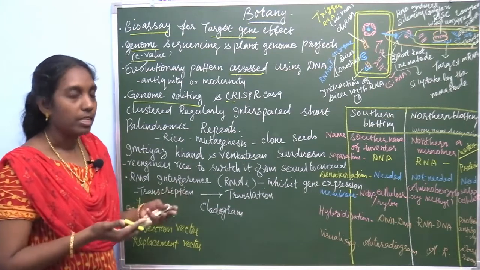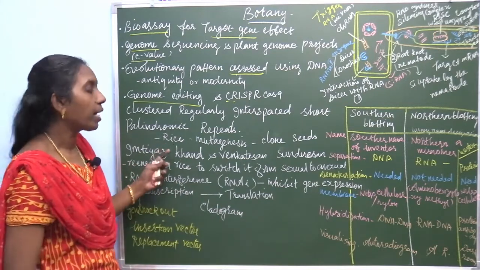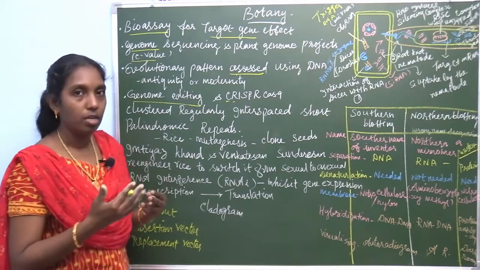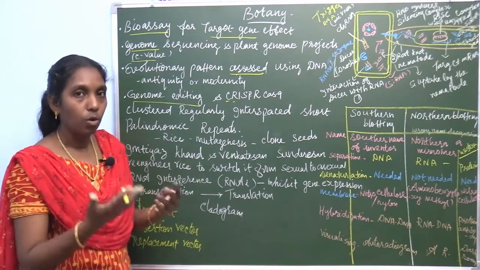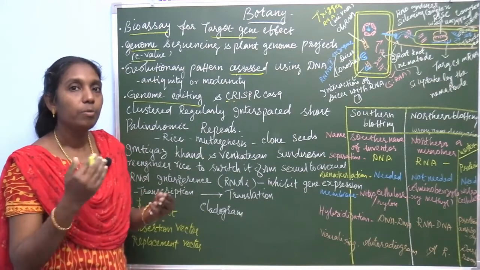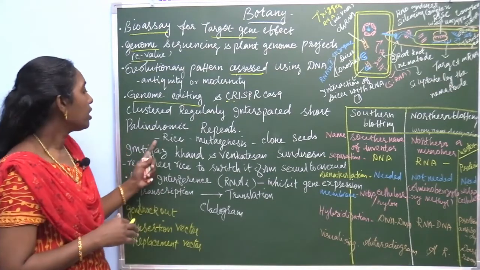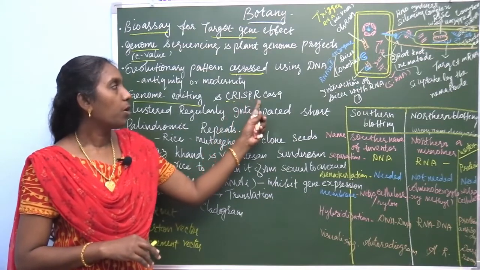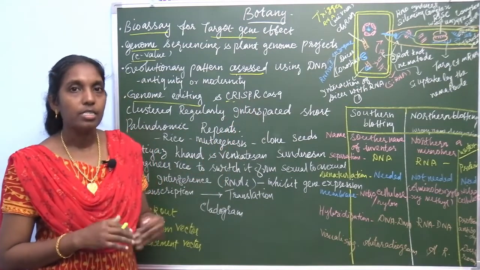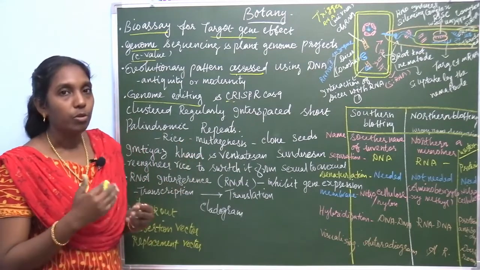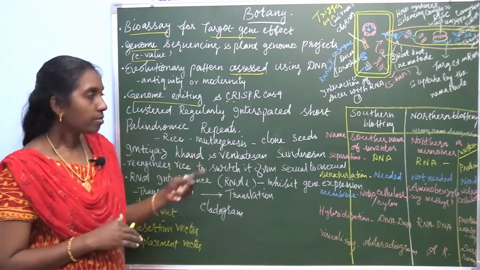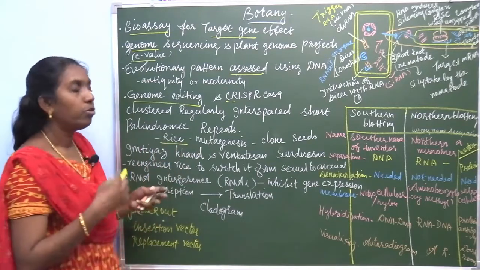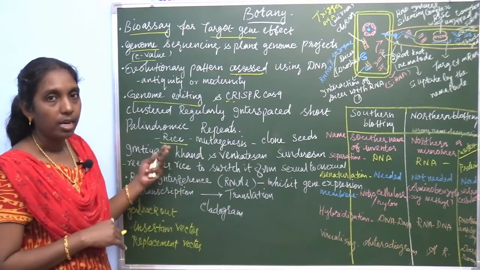You learn some techniques, but here there is an example: rice mutagenesis. These are either cloned or mutated. So one example of the CRISPR-Cas9 technique is rice mutagenesis, the mutagenesis of rice, Oryza sativa.